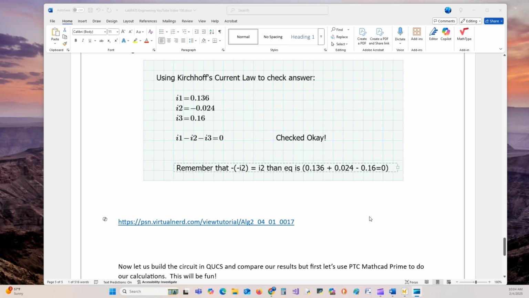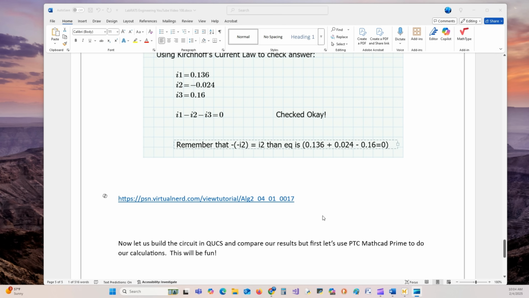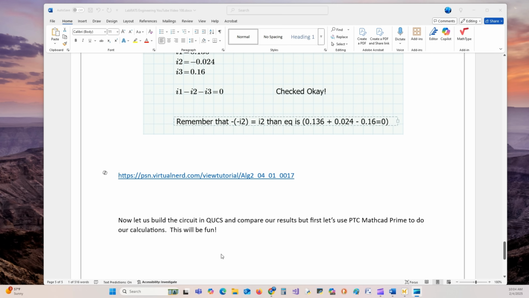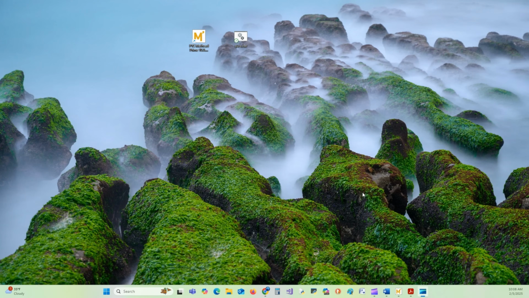We're now going to go into the PTC MathCAD, and I'll show you how to build these equations and use the internal functionings of the PTC MathCAD. There's also a tutorial for determinants right here at this link, which will be in the notes of our YouTube. Now let us build the circuit in QUCS and compare our results. But first, let's use the PTC MathCAD Prime to do our calculations. This will be fun. Do our determinants, and I'll show you how to construct the equations.